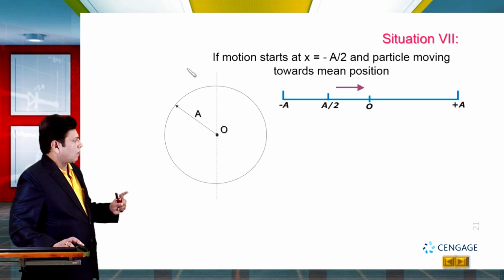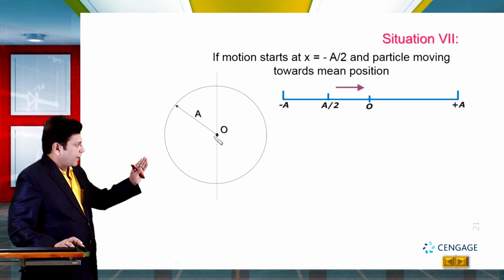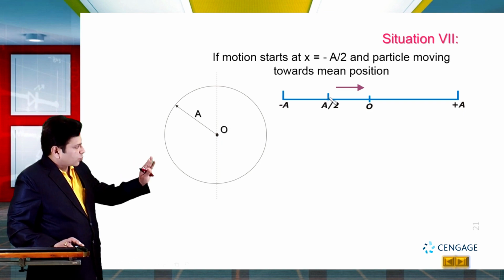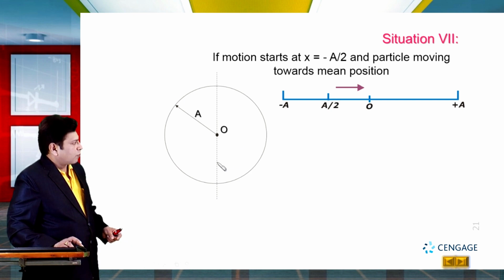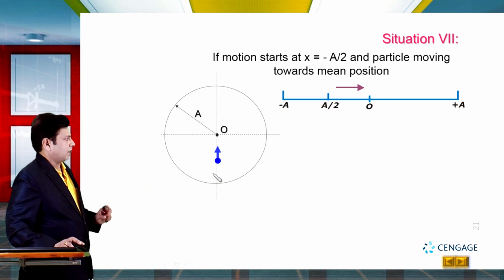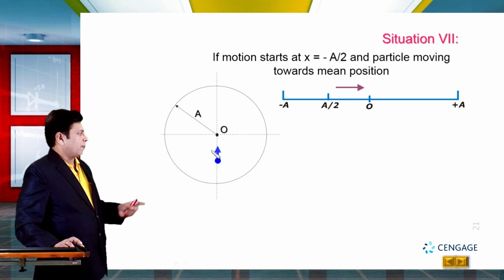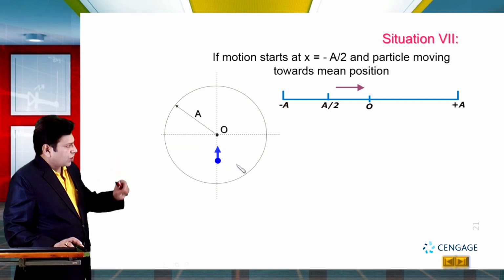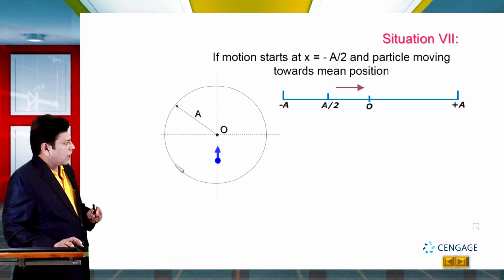This is the circle of radius a. We know this is plus a, that is the positive amplitude, this is the negative amplitude, and from O to plus a, this is the positive displacement side, and from O to minus a, this is the negative displacement side. For making the corresponding position, we need to make the position of the particle here, and the arrow should be in the upward direction like this, and we know this distance is a by 2. For making the corresponding position on the circle, we need to draw a line parallel with the x-axis, and you know this is moving toward O.